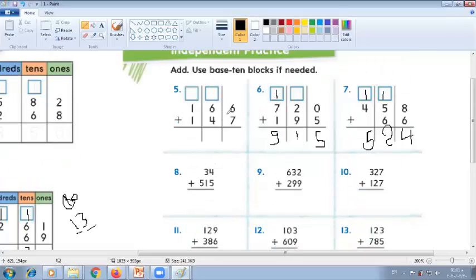Here, 6 plus 7. First of all, the number I have is 166 plus 147. Here, start with the ones. 6 plus 7 equal, good job, 13. So we're going to put the 3 in here and the new 10 I made with the tens. 1 plus 6 equal 7. 7 plus 4 equal, good job, 11.